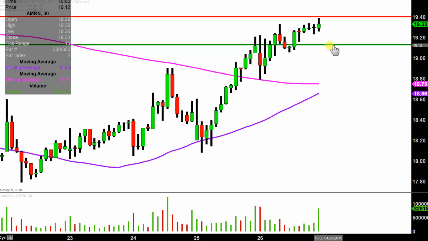Now, don't get me wrong, if the price falls below it, that doesn't mean everything's ruined or anything like that. But yeah, if the price could manage to stay above 19.15, that would be a great sign of strength.